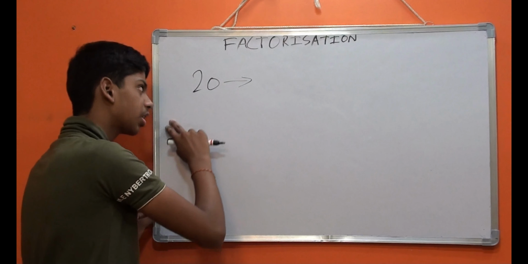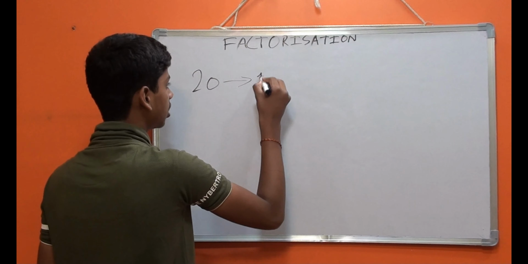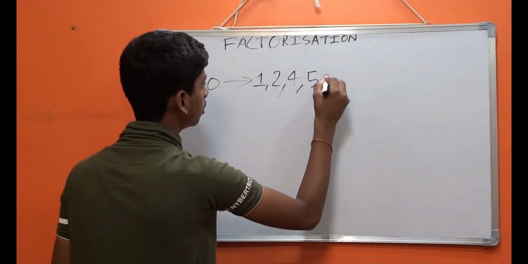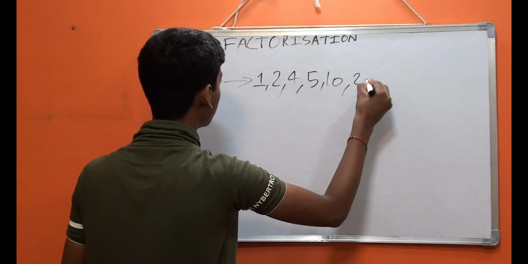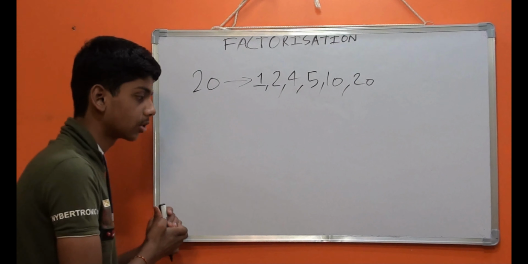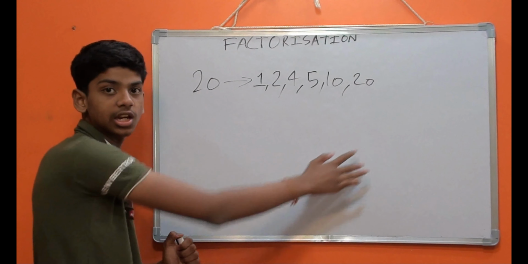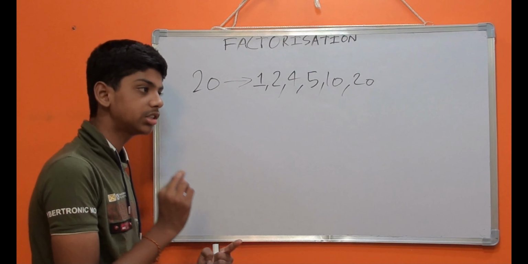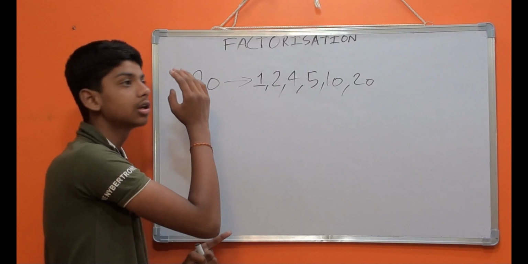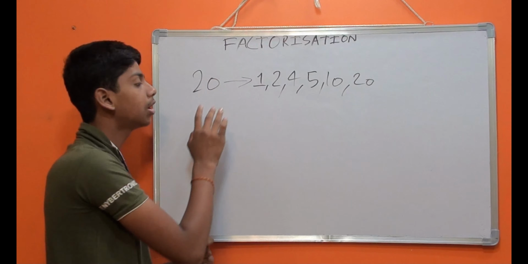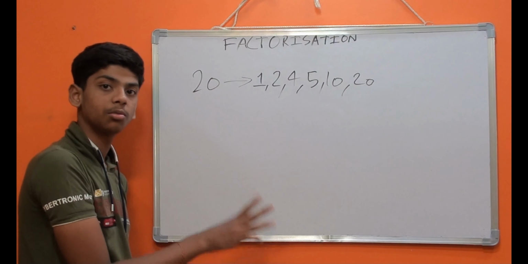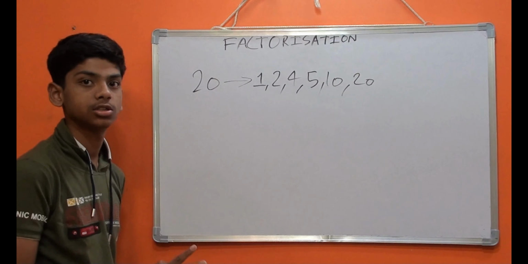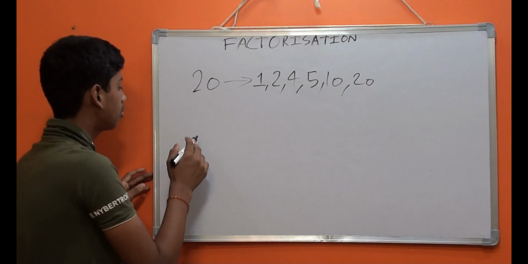If we ask you what are the factors of 20, you say that 1, 2, 4, 5, 10 and 20 are the factors of 20. So what is a factor exactly? A factor is a number which exactly divides the given number leaving no remainder. So those kind of numbers are called factors. Now let's take one more number.